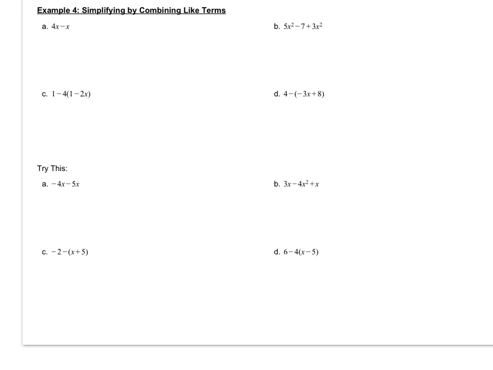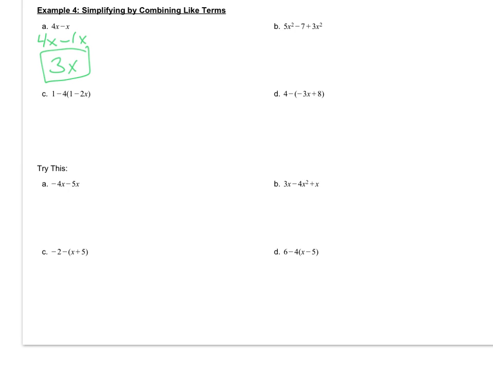So what we're going to do is add the coefficients in front. We can rewrite this as 4x minus 1x. Anytime there's no number in front of our variable, we can assume that there's a 1 there. And then when we combine these together, you're just combining the coefficients. So we have 4 minus 1, which would give us 3x.